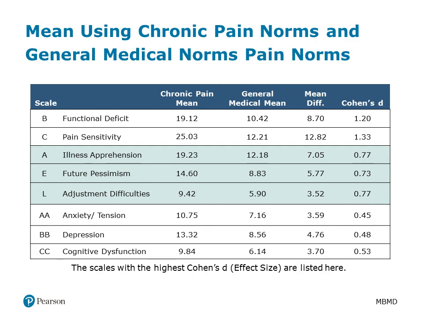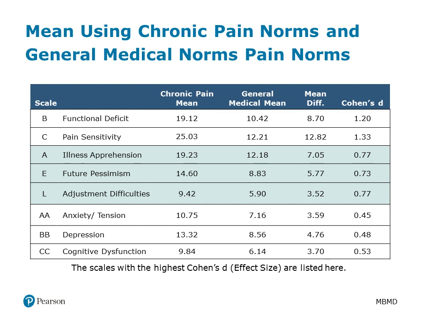In this table, you can see the raw score means of the MBMD clinical scales compared between the members of the chronic pain norm sample, 1,200 of them, with members of the MBMD general medical norm sample, which consists of 720 patients diagnosed with cancer, diabetes, neurological disorders, and other illnesses. Cohen's d, the statistic used here, is a commonly used measure of effect size that expresses the difference between the 2 means in standard deviation units.